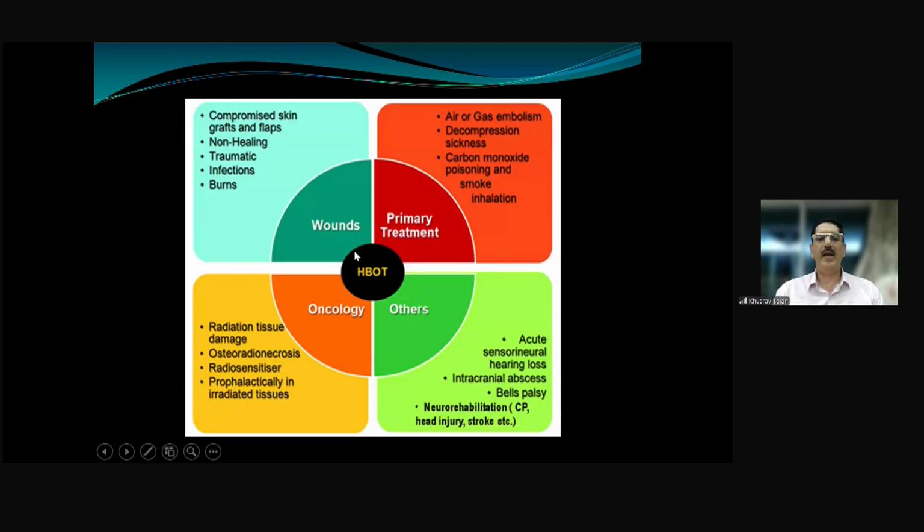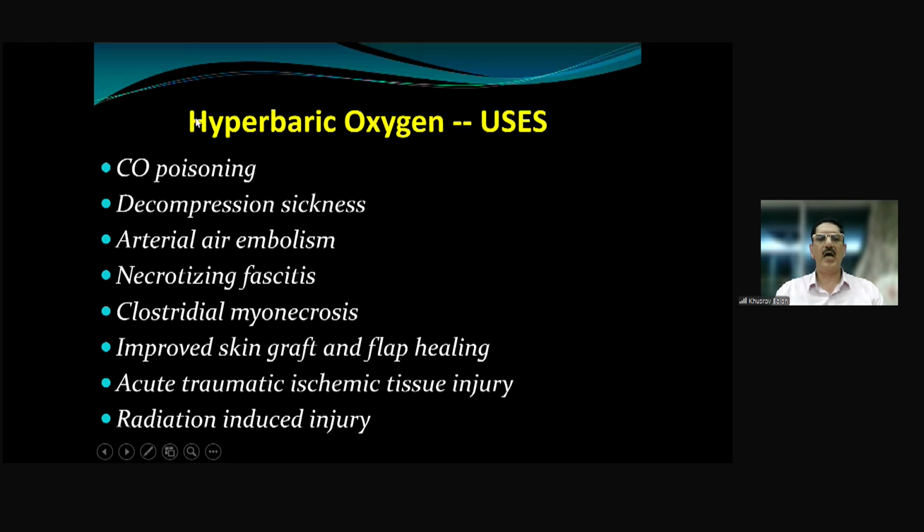So therefore, hyperbaric oxygen can be used for wound healing, primary treatment for decompression or air embolisms, carbon monoxide poisoning, or smoke inhalation. It can be used, not proven, for some sensory losses and intracranial abscesses, and in certain oncologies and cellulitis and gas gangrenes. So here are the main indications like carbon monoxide poisoning, necrotizing fasciitis, and arterial air embolism, where you might use hyperbaric oxygen. So I tried to cover every form of oxygen that is available.